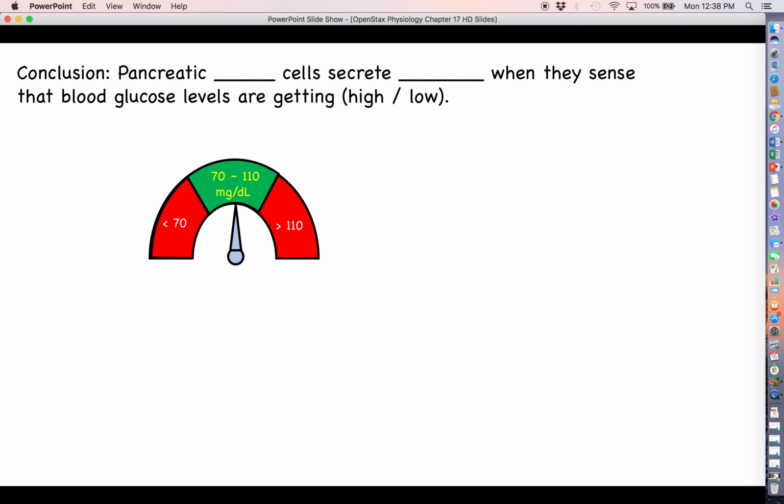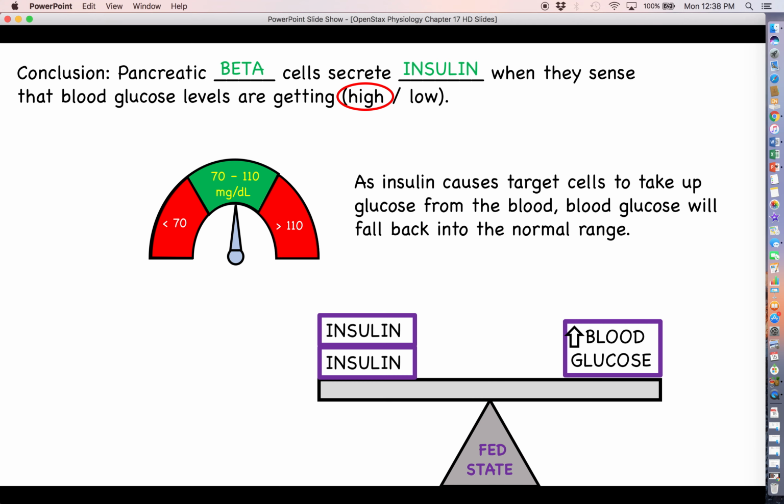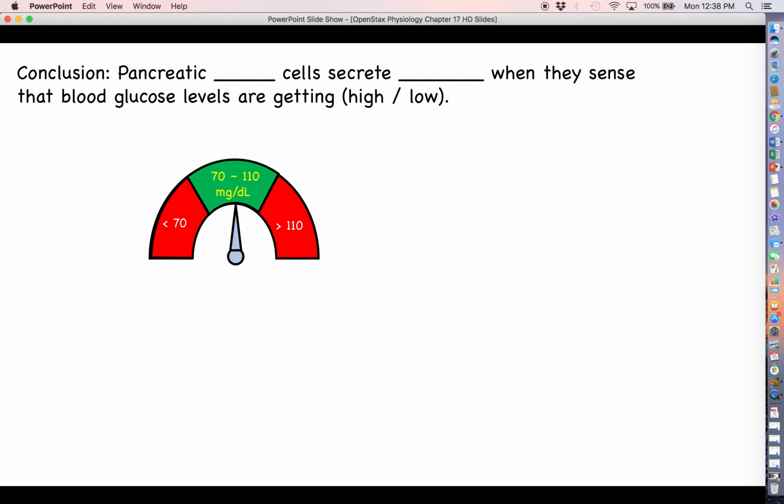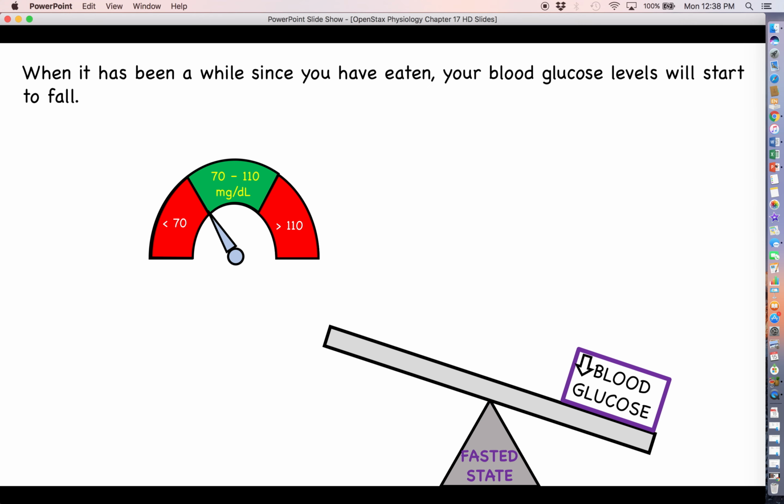So if we want to conclude what we've talked about here with insulin, this is the pancreatic beta cells which secrete insulin when they sense that blood glucose levels are getting high. Since insulin causes those target cells of the liver and the muscle and the adipose tissue to take glucose from the blood, this removes glucose from the blood and will cause the blood glucose to get back into the normal range. So how do we keep an increase in blood glucose well balanced after we eat something? We do it with insulin. So insulin production, typical negative feedback, should stop once we get levels back to normal. There's no need to have that insulin in the blood unless blood glucose levels are very high.